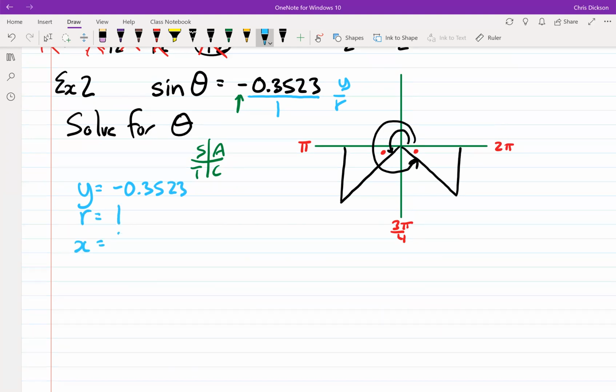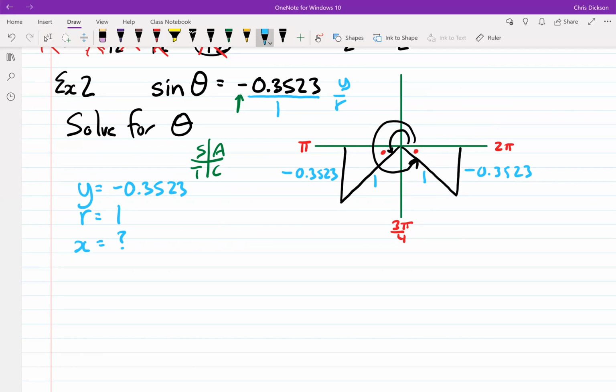And my x is, I don't know what my x is. I have to figure that out. But I don't know if I need to figure that out for this question. So let's just write that on the diagram. Negative 0.3523, negative 0.3523. That's why you're in quadrants 3 and 4, and a radius of 1. So this could be the unit circle, really, because the radius is 1 here.